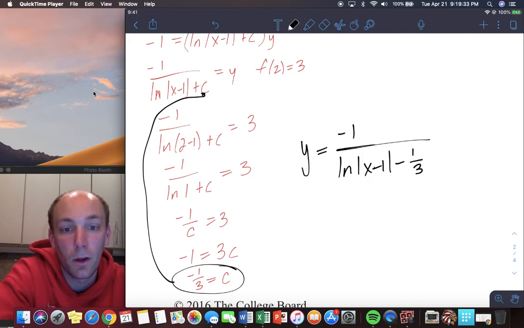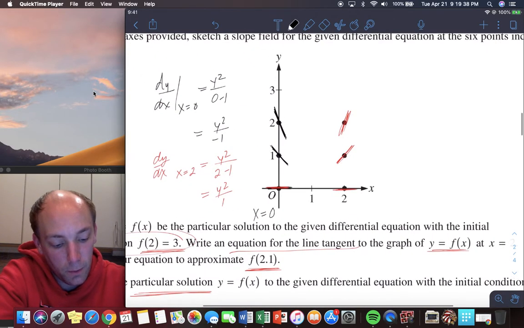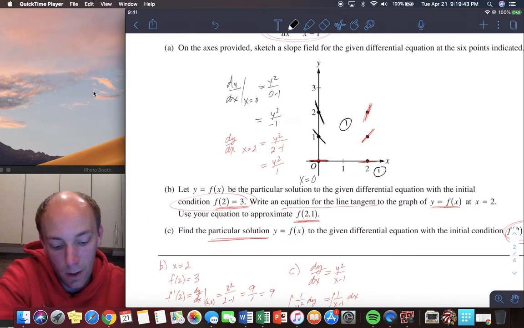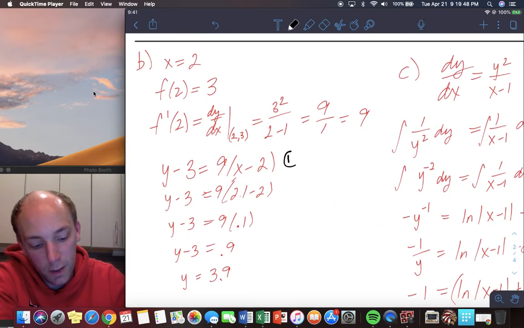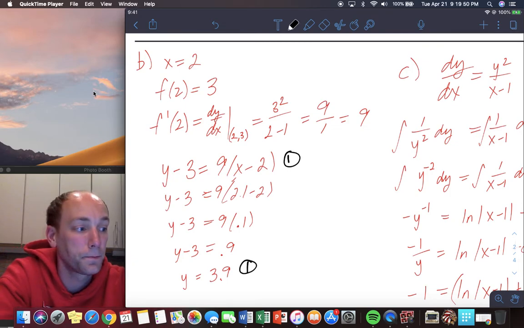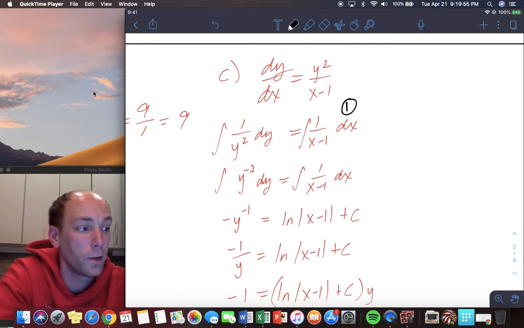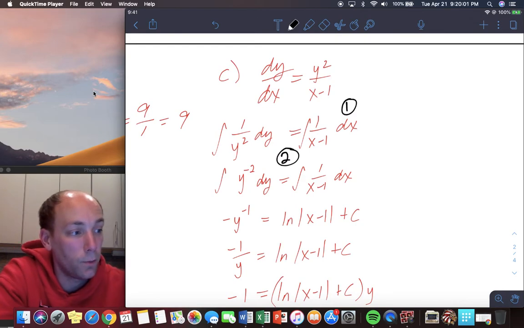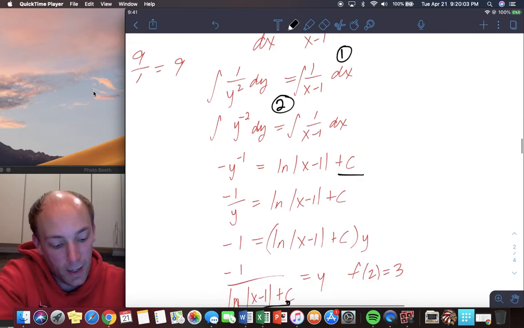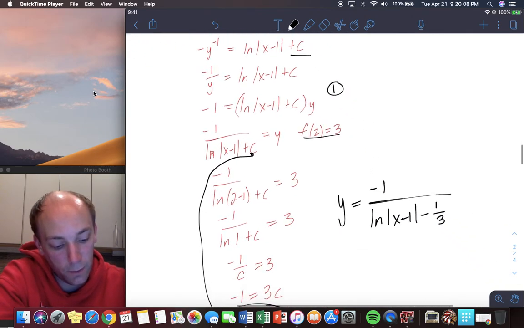Okay. For points. On part A, you're going to get 2 points, 1 point for your zero slopes, 1 point for the non-zero slopes. Okay? On part B, you are going to get 2 points, 1 point for your tangent line equation, 1 point for your approximation. On part C, you're going to get 1 point for separating your variables. You're going to get 2 points for your antiderivatives. You're going to get 1 point for your constant of integration and using your initial value, so that's 1 point, and then 1 point for solving for y.